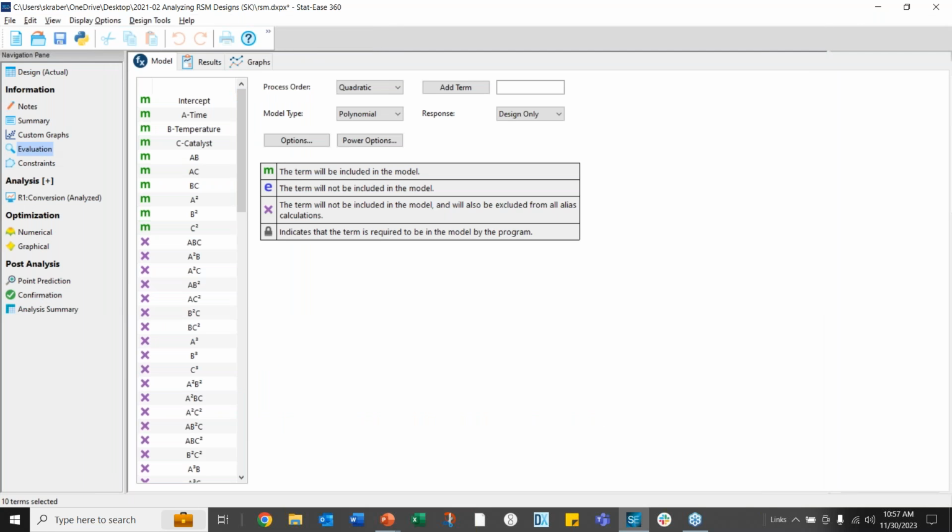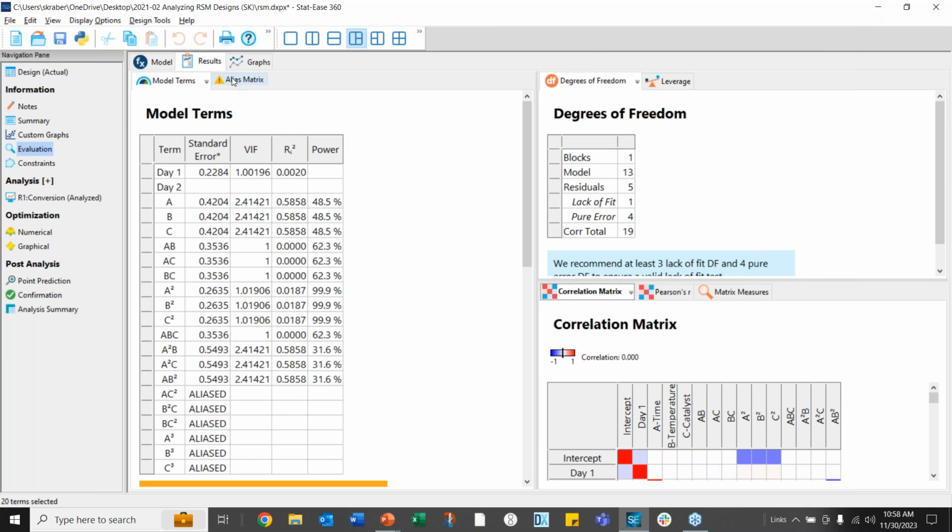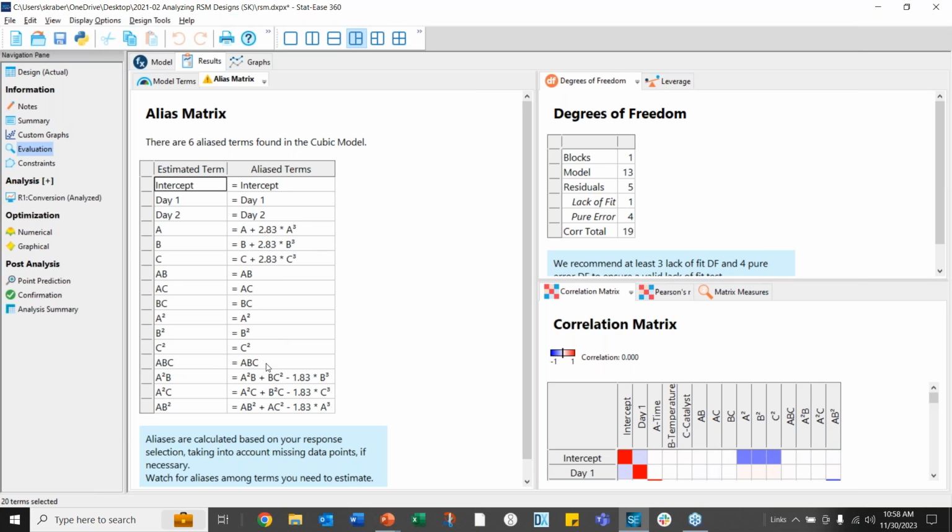So we're going to go to evaluation of this design, and we'll go to a cubic model. And so we put in all of those cubic terms. There's a lot of them. And we'll click on results, and we'll click on aliases. And the only cubic term that could be added would be the ABC. All the other cubic terms are actually aliased with each other.